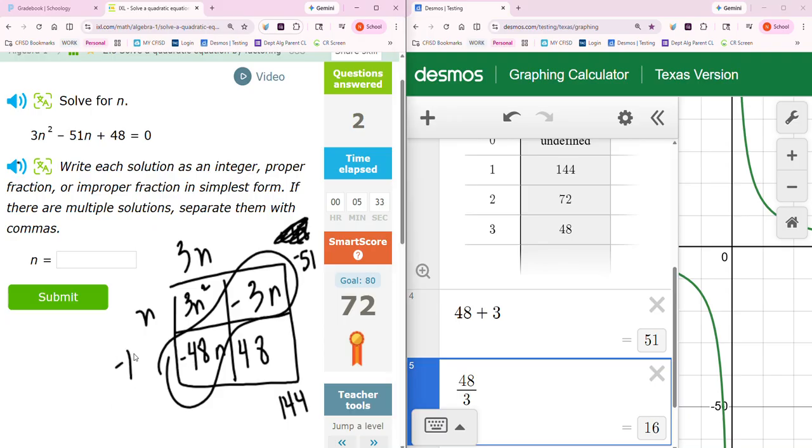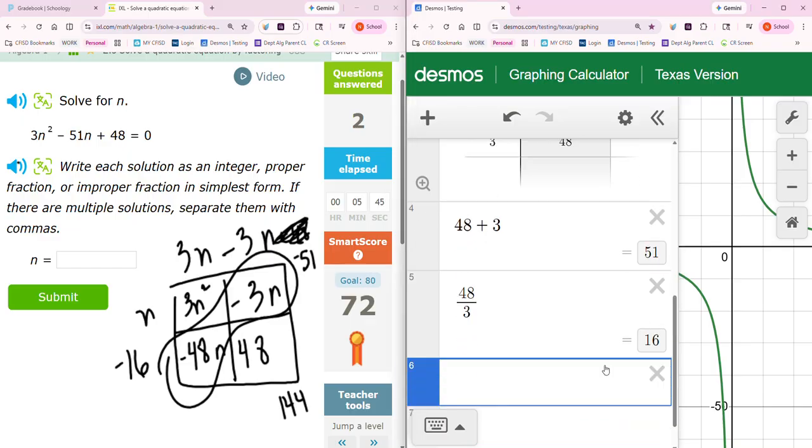And that needs to be negative 16. And then 3 divided by n is going to give me 3n. Technically, that's telling me that there was probably a GCF. Let's see. 51 divided by 3. Oh, yeah, there was a GCF. So I could have pulled out a GCF.